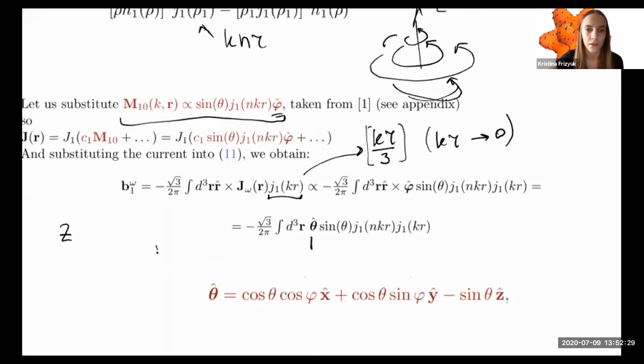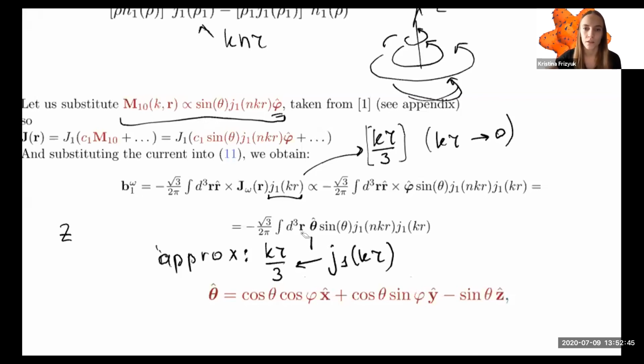In the approximate formula, you have these terms instead of the spherical Bessel function, because it is just like this.